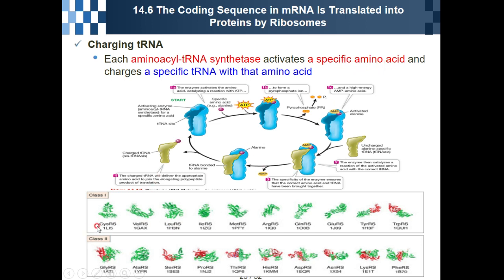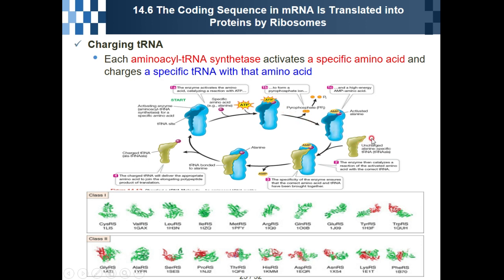Each aminoacyl-tRNA synthetase activates a specific amino acid. For example, cysteine tRNA synthetase activates cysteine, leucine tRNA synthetase activates leucine, and methionine tRNA synthetase activates methionine, producing a charged tRNA. For example, this is the alanine tRNA synthetase. First it activates alanine, always using ATP, so alanine is charged to here.